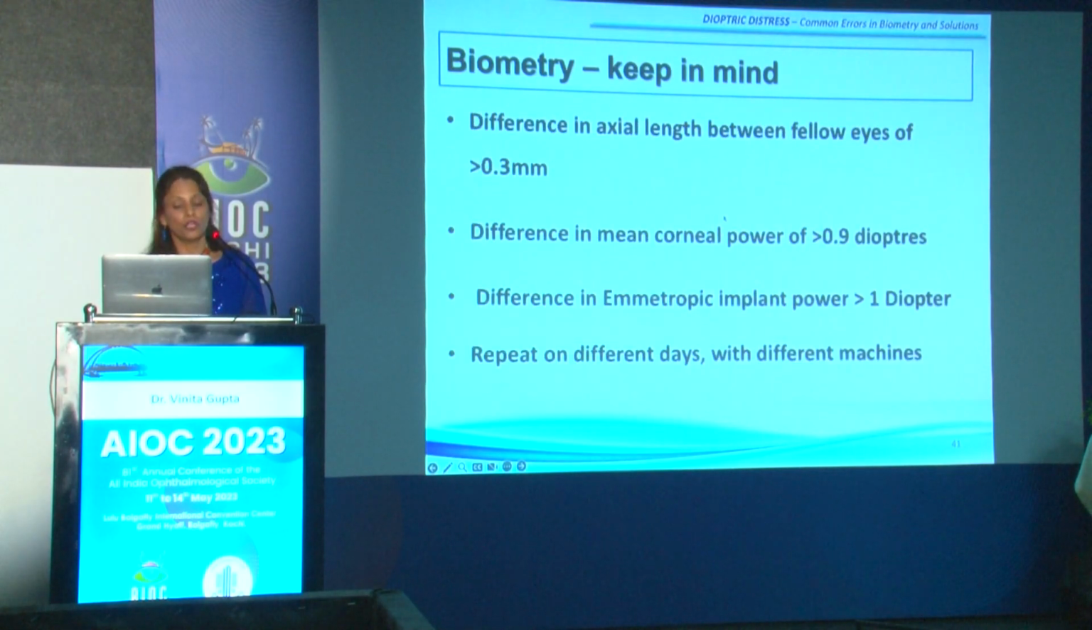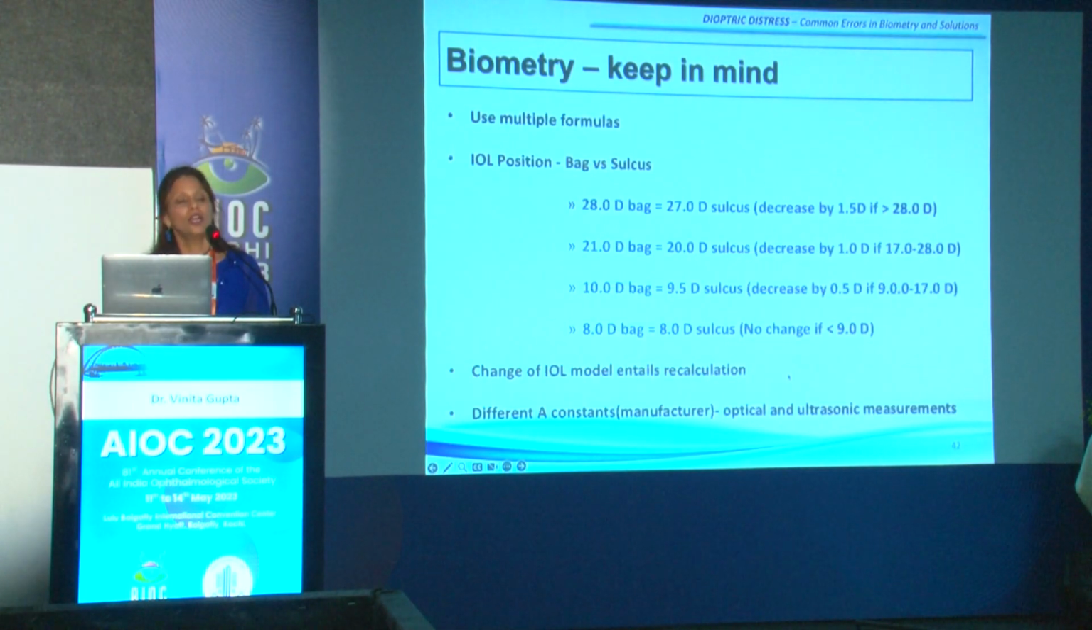Also, if there is a difference of more than 0.3 mm between the fellow eyes in terms of axial length, or a difference of mean corneal power of more than 0.9 between the two eyes, or if the difference of the emmetropic implant power of the two eyes is more than 1 diopter, again, repeat on different days, on different machines. Use multiple formulas so as to go closer to accuracy.